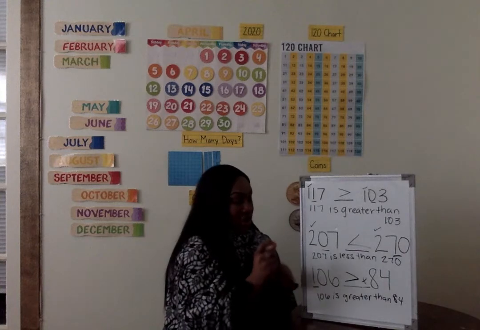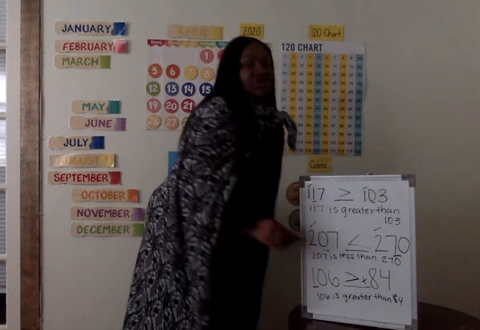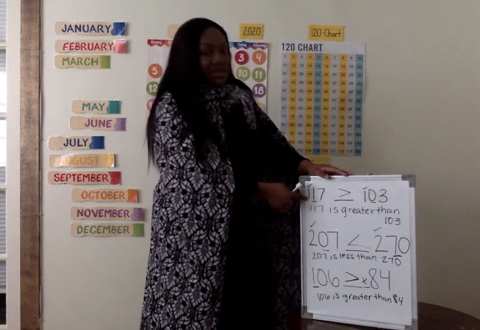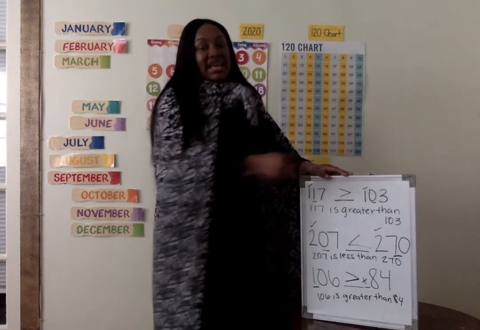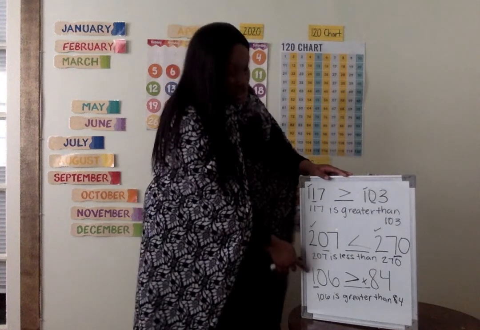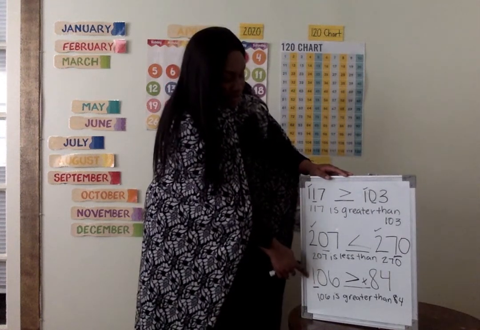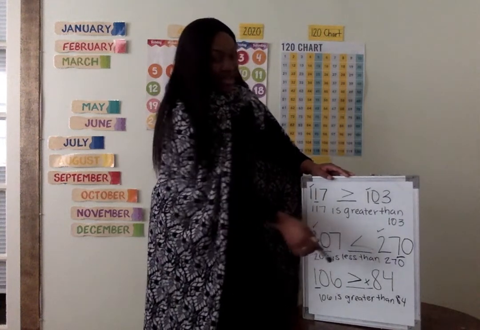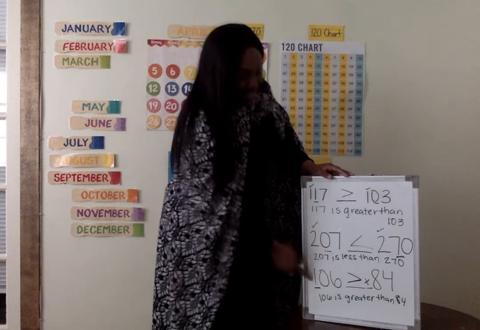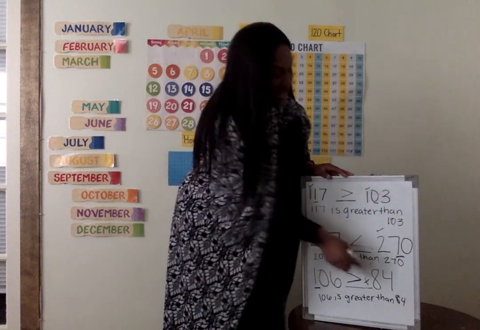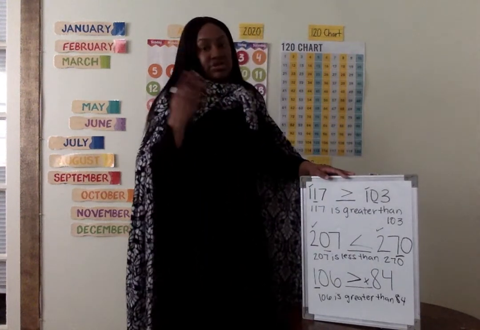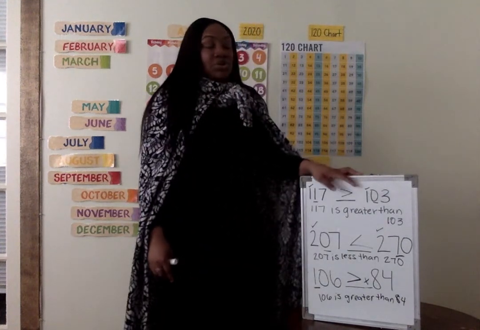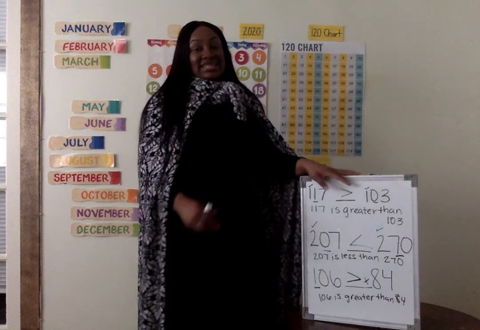So awesome. You all do such a great job, not just comparing numbers, but using a strategy of checking the numbers in the hundreds, tens, and ones place in different numbers. Even with this really tricky problem, 106 and 84, you all knew that 106 was greater than 84 because the number 106 had a 1 in the hundreds place, but the 84 had no number in the hundreds place. I wonder what numbers we're going to have to compare next week.